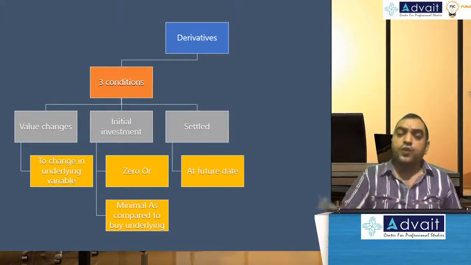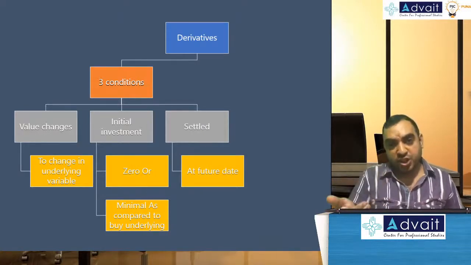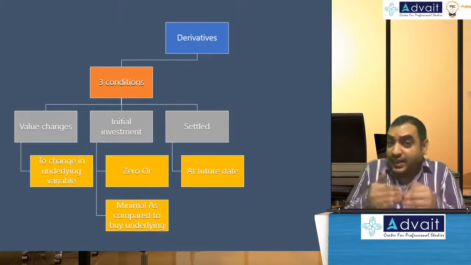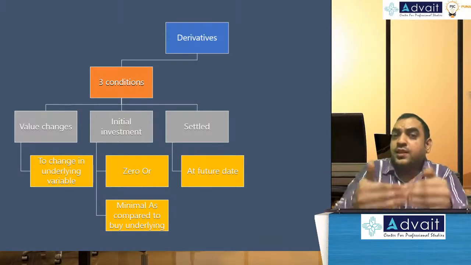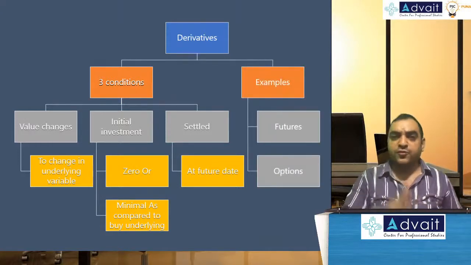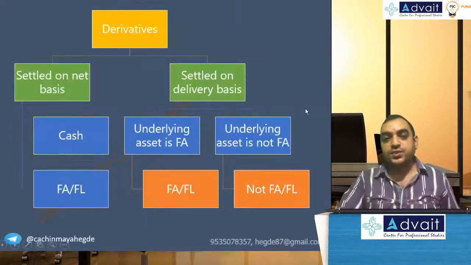Then settled at a future date. So you enter into a contract today, forward contract, future contract, options contract, or even swap agreement. They are entered at one point in time, but settled at a later point in time. So three conditions are satisfied. These are all the examples. Futures, options, swap agreements are all examples of derivatives.